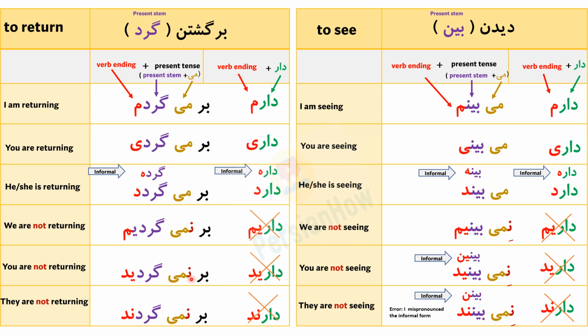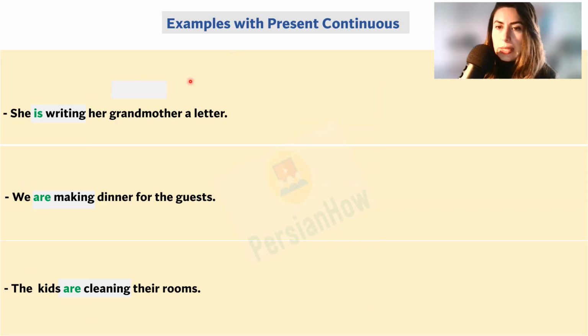And then بر نمیگردید here. So گردید changes to گردین. So بر نمیگردین. And بر نمیگردند. گردند changes to گردن. بر نمیگردن. Let's go over these three examples so we can get some practice here.